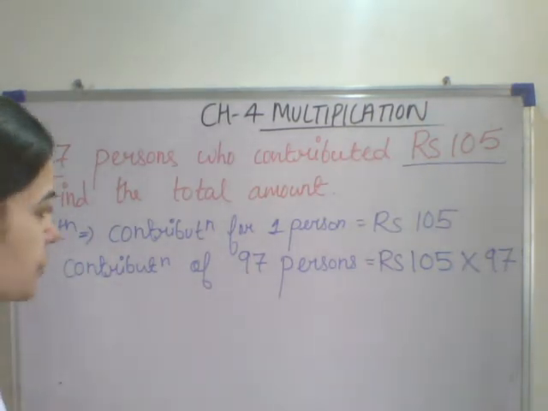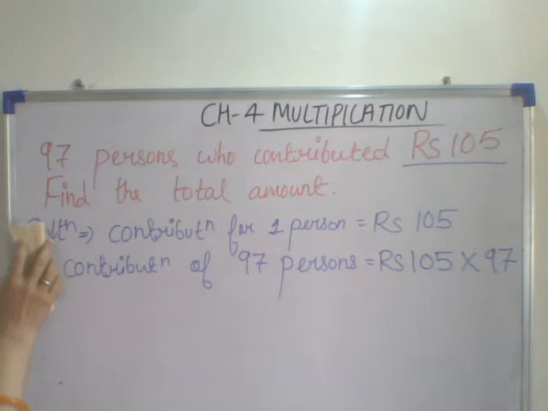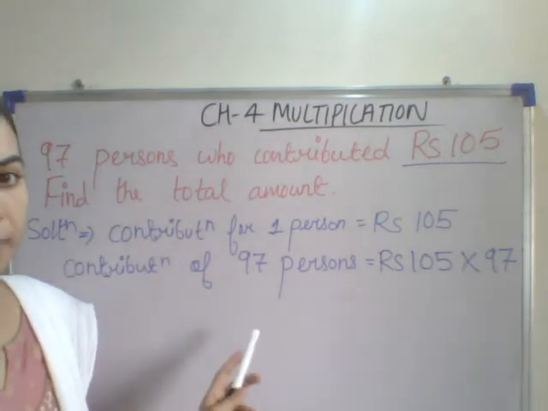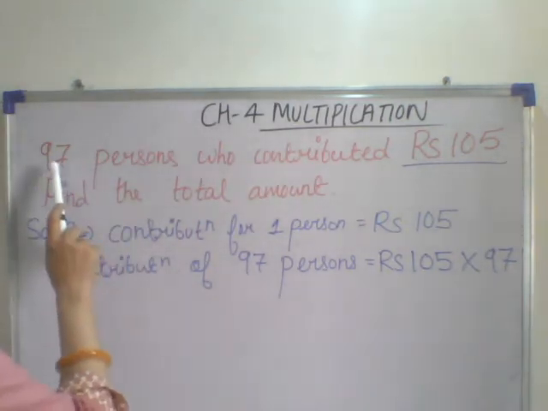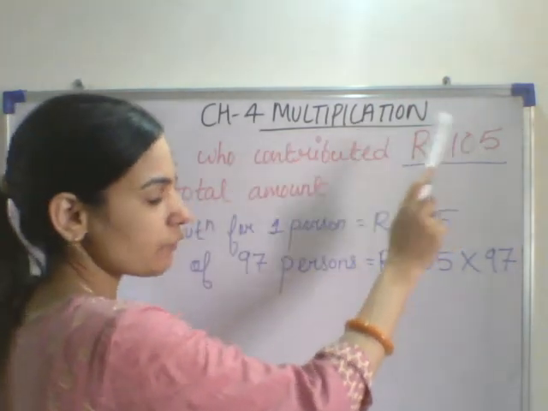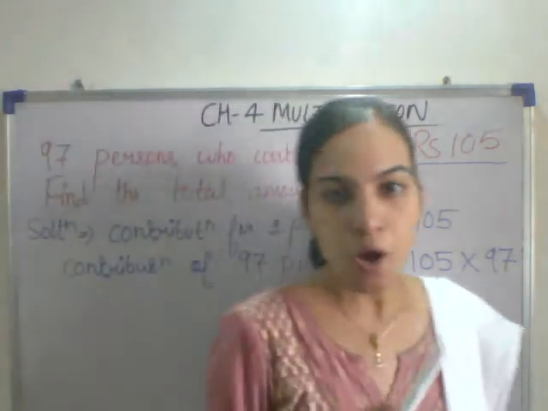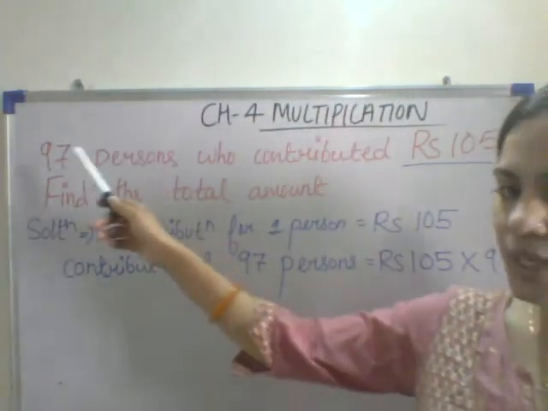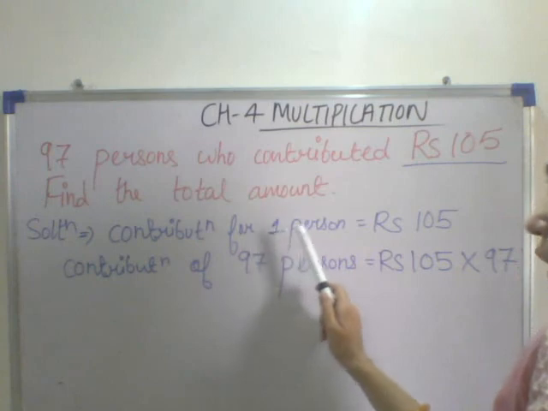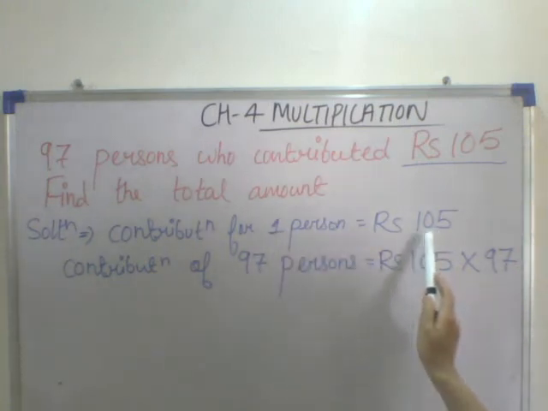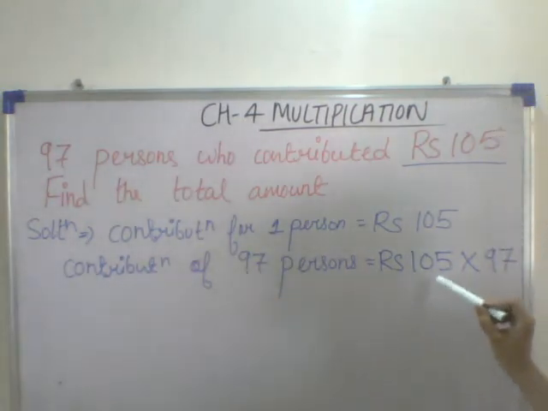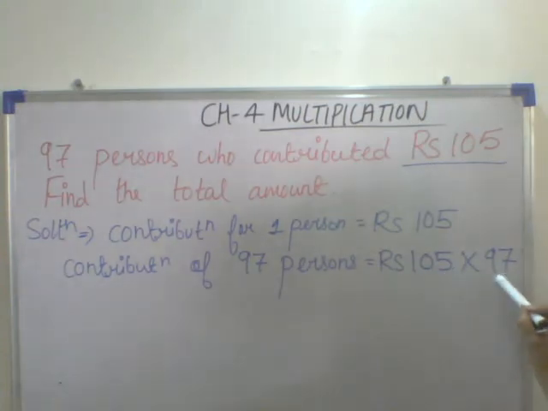Now we have to multiply 105 with 97. So let us carry out the multiplication. Again, let us read the question, then we will be doing the multiplication. In the question it is given that there are 97 persons and the 97 persons contributed rupees 105 in the party. So we have to find how much total money is contributed by these 97 persons. So the contribution of one person is 105 rupees. So how much money have 97 persons given? That is, we have to multiply 105 with 97.